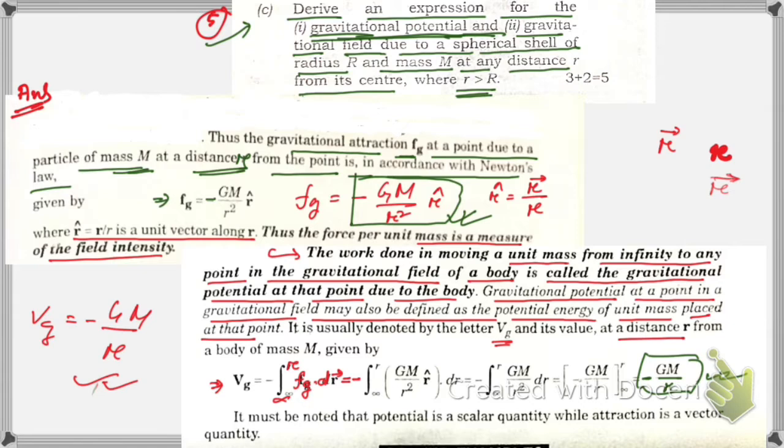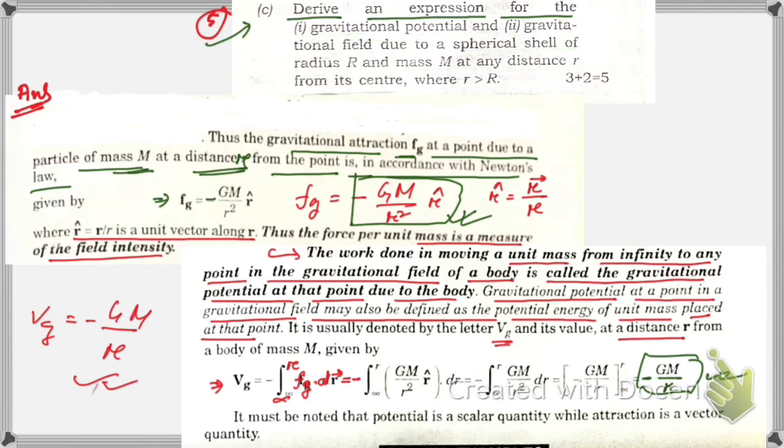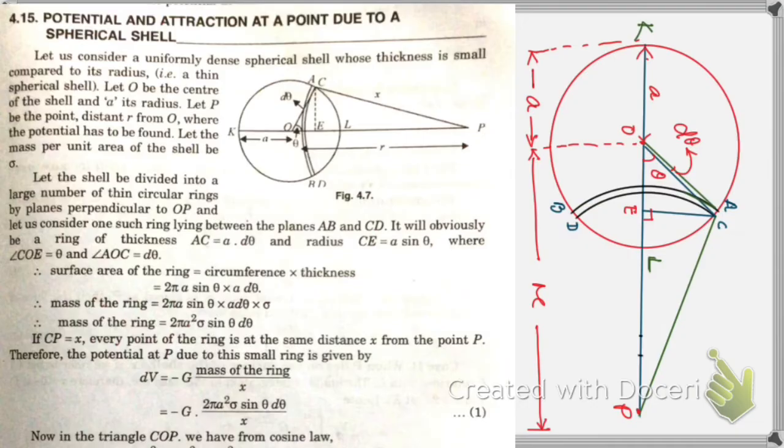Because we are solving a question paper, we will not concentrate on explanation in detail. So now let's move on to the next part of the question. Let me clean this. Here you see the gravitational field due to a spherical shell of radius capital R. The answer I have taken from the book.